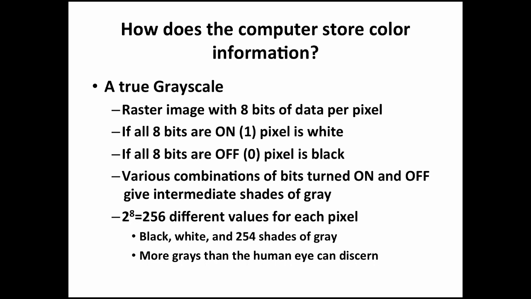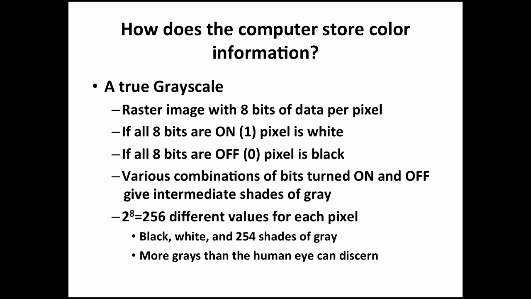Using that mathematical formula, we take the number 2 and raise it to the 8th power, and we see that this results in 256 different possible values for each pixel. So if we do that math very quickly, 2 times 2 is 4, times 2 is 8, times 2 is 16, times 2 is 32, times 2 is 64, times 2 is 128, times 2 is 256. So that was 2 multiplied by itself 8 times to yield 256 different values. Those values include pure black, pure white, and 254 intermediate shades of gray between black and white.